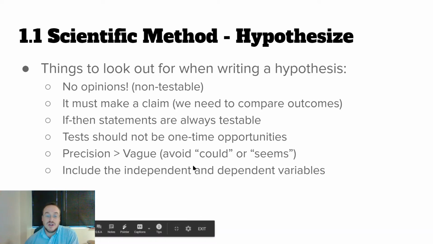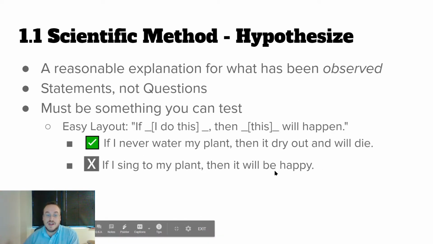Then I want you to try to include independent and dependent variables, right? So looking back at our example, if I never water my plant, then it will dry out and will die. So my independent variable, what I'm changing, is watering the plant. The dependent is the plant's life and what the soil will look like, dry out and die.